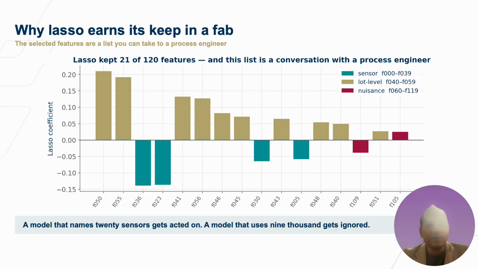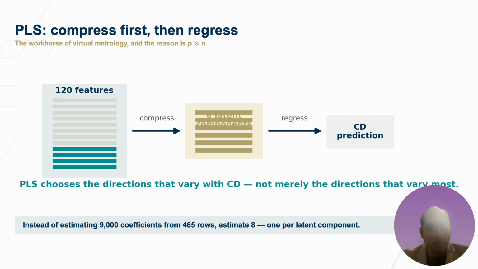One thing to notice before we move on: look at the colors. A lot of those selected features are gold and a lot are level block. Hold that thought. It comes back on slide 34 and again next lecture. A model that names 20 sensors gets acted on. A model that names 9,000 gets admired and ignored.